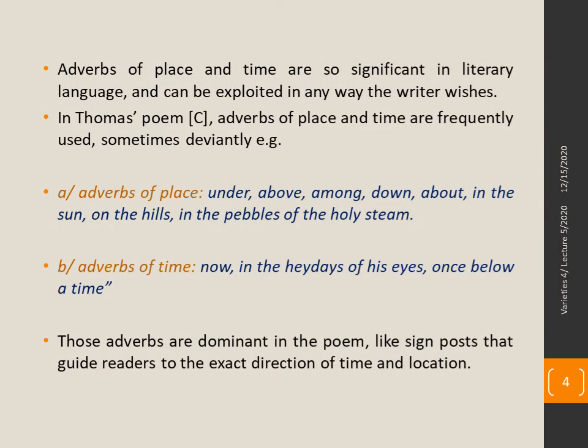Adverbs of place and time are so significant in literary language and can be exploited in any way the writer wishes. In Thomas' poem C, adverbs of place and time are frequently used, sometimes deviantly. If we list all the adverbs of place in Thomas' poem, we'll find: under, above, among, down, about, in the sun, on the hills, in the pebbles of the holy stream. And if we focus on adverbs of time, we'll also find quite a lot: in the heydays of his eyes, once below a time. Those adverbs are dominant in the poem, like signposts that guide readers to the exact direction of time and location.